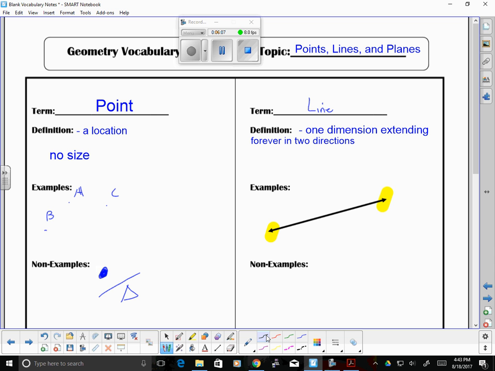The way that we name that line is based on whether or not we know the points on the line. I can put a single letter next to this line and say this is line M. But if I know that the line goes from one point to another, there's a second way I can name it. If it starts there and goes through here, say from point B to point C, I could call that line BC.